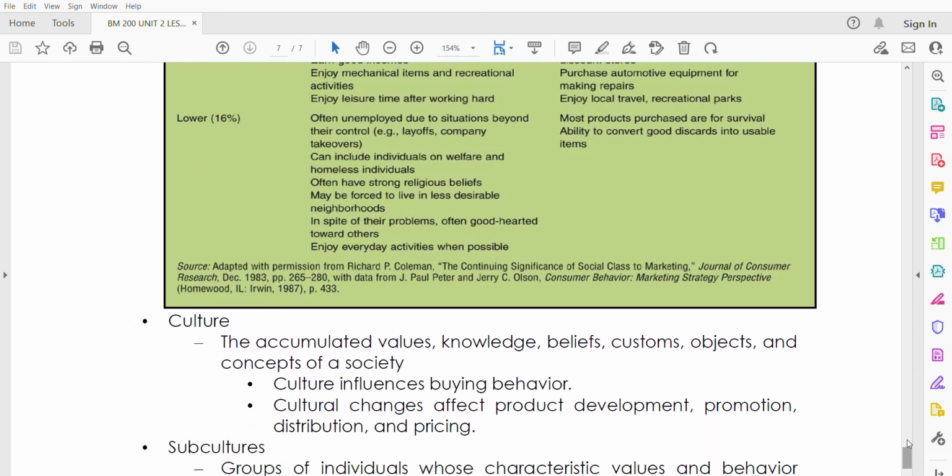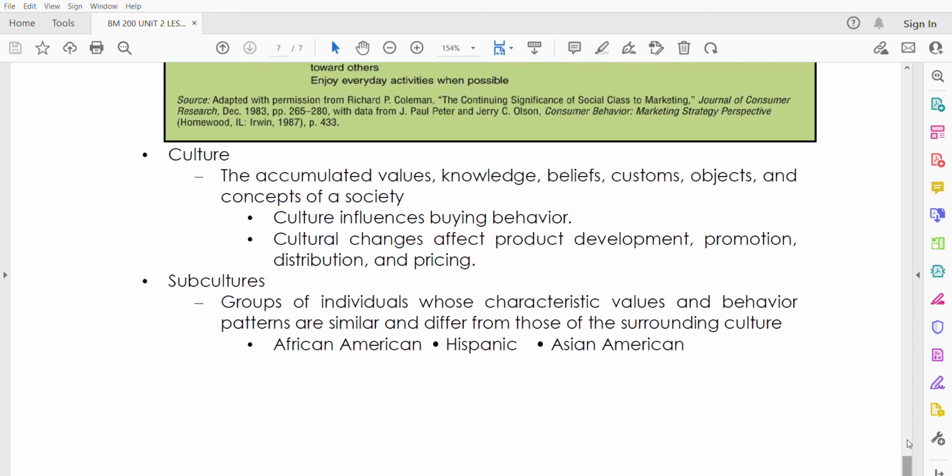Culture. So, the accumulated values, knowledge, beliefs, customs, objects, and concepts of a society. This would also greatly influence buying behavior. Cultural changes affect product development, promotion, distribution, and pricing. Nowadays, that value of culture is greatly integrated.